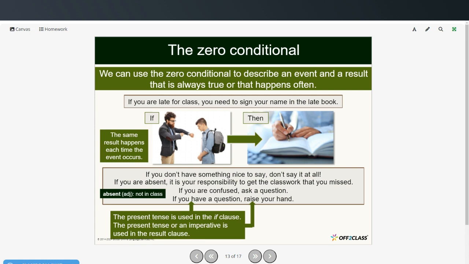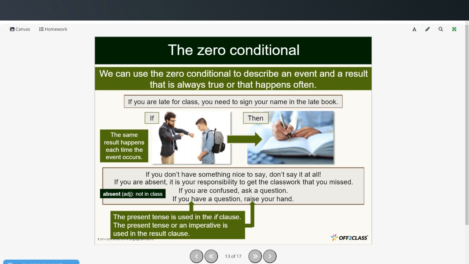If you don't have something nice to say, don't say it at all. If you are absent, it is your responsibility to get the classwork that you missed. If you are confused, ask a question. If you have a question, raise your hand. And then absent, the definition of absent is to not be in class. If you're not in class, you're absent.